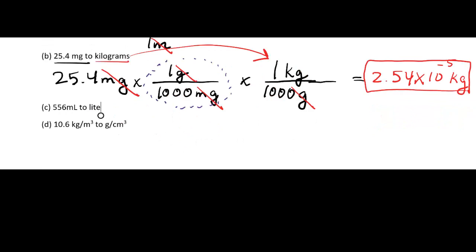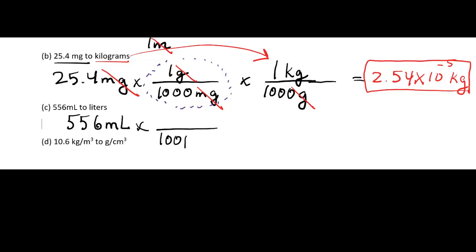Let's move on to part C, milliliters to liters. Again, the base unit is the same. Start with what you're given, 556 milliliters. And this is also just as important. 1,000 milliliters is the same as 1 liter. That's the conversion factor. Just as 1,000 milligrams is 1 gram, 1,000 milliliters is 1 liter. The units cancel out. You're given milliliters. You're asked to find it in liters. Milliliters cancel out, and the final answer is going to be 0.556 liters.